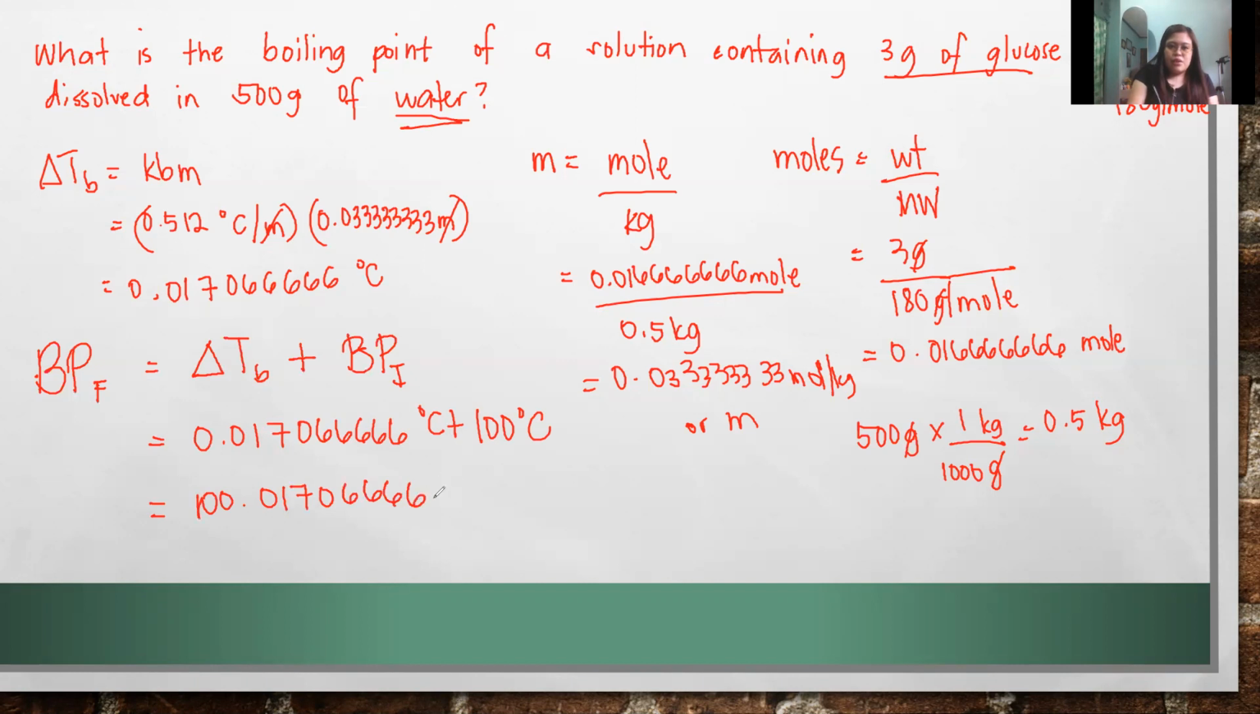100.017066. Or we round this off to 2 decimal places. The correct answer, the final boiling point for this solution is 100.02 degrees Celsius. This is the correct answer for this problem. Okay? 100.02.